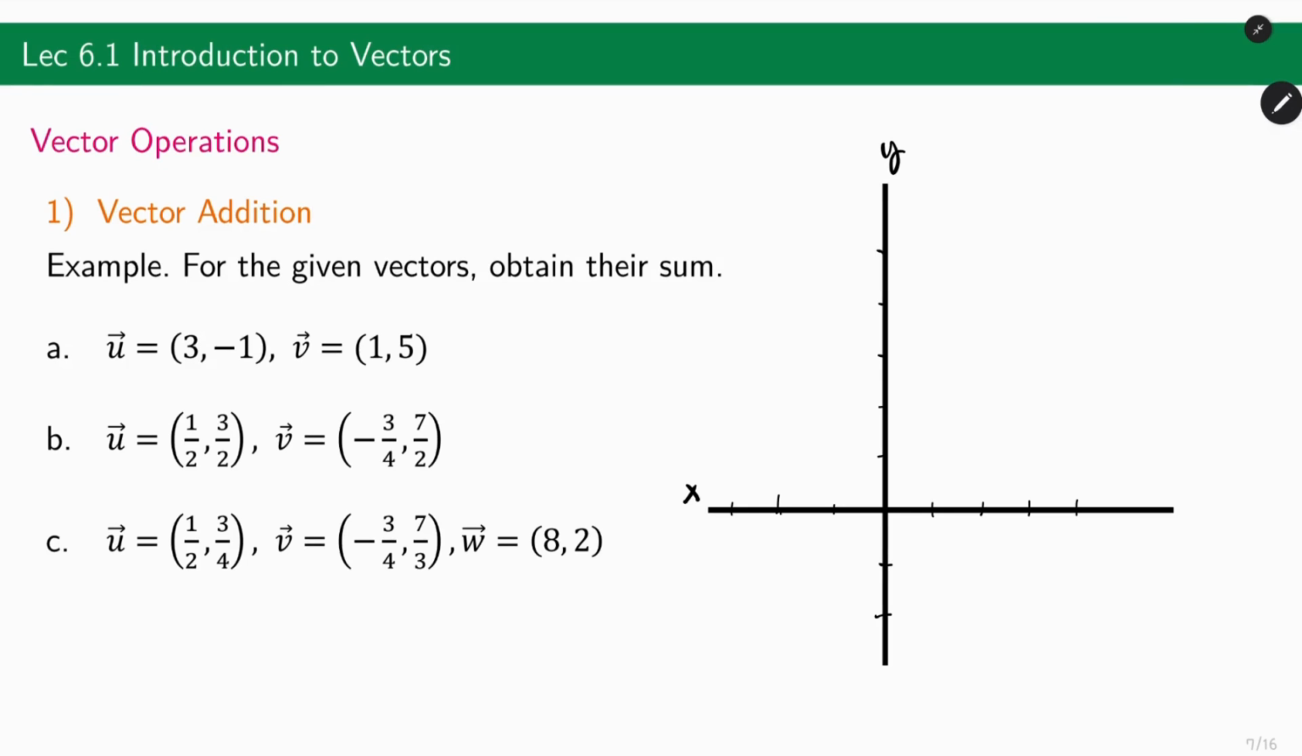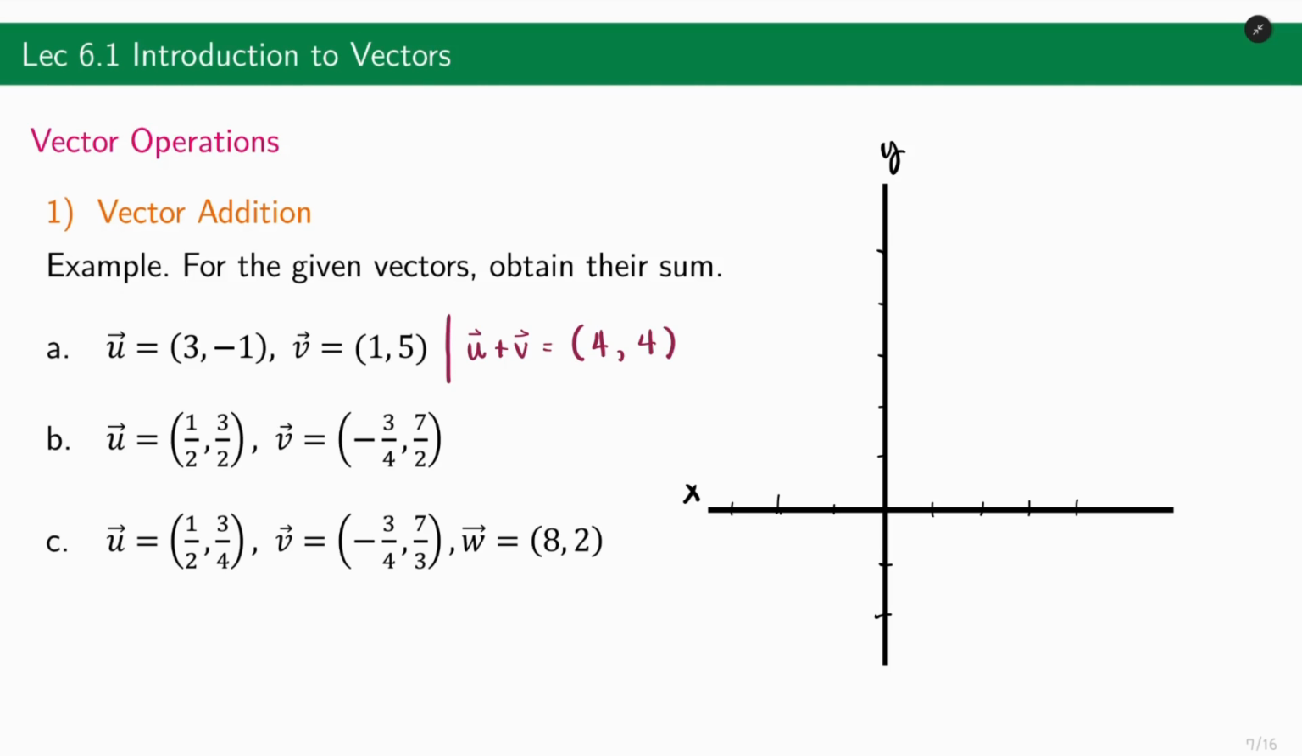Let's have the following examples. Letter A, vector u is 3, negative 1, and v is 1, 5. Alright, so let us write the sum of them here. Okay, the sum of them will be the vector containing 4 and positive 4. Right? 3 plus 1 is 4, negative 1 plus 5 is positive 4.